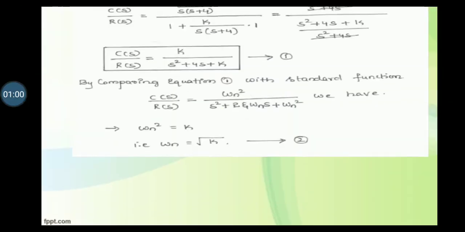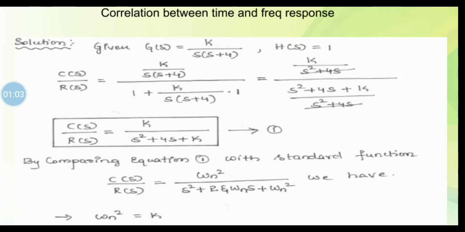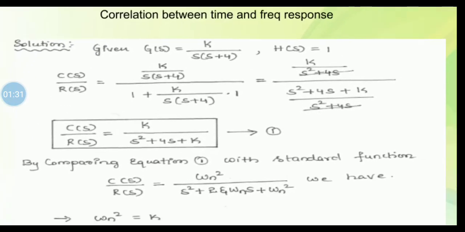Solution. Given G of S is equal to K divided by S into bracket S plus 4, H of S is 1. So C of S by R of S is equal to K divided by S into bracket S plus 4, by 1 plus K divided by S into bracket S plus 4 into 1. Which is equal to K divided by S square plus 4S, by S square plus 4S plus K by S square plus 4S. So C of S by R of S is equal to K divided by S square plus 4S plus K. I'll take this as equation 1.